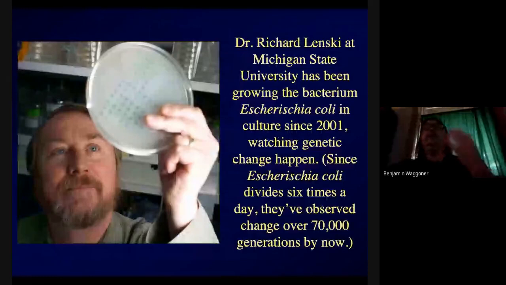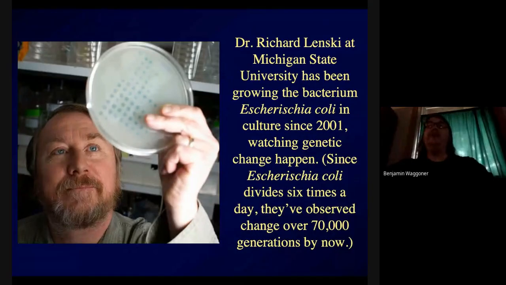And bacteria have been used a lot to look at this. A bacterium called Escherichia coli will divide 6 times a day, which means you can look at change over tens of thousands of generations. A team led by Dr. Richard Lenski at Michigan State has been growing the bacterium Escherichia coli in culture ever since 2001. So his team has observed change over 70,000 generations. That's a lot.